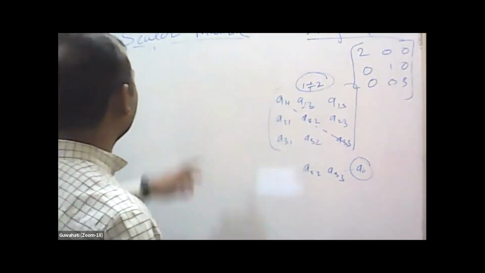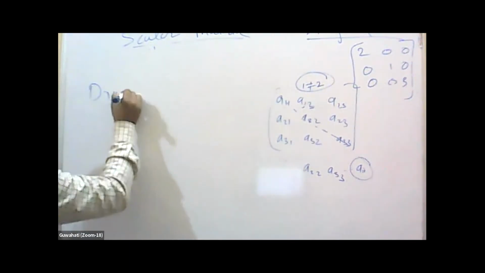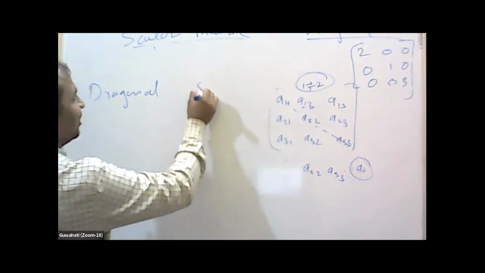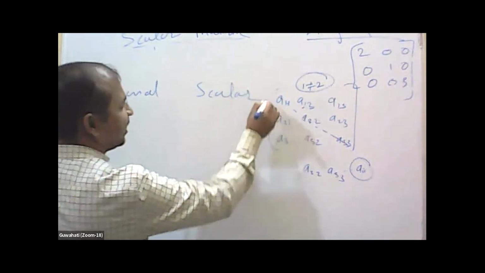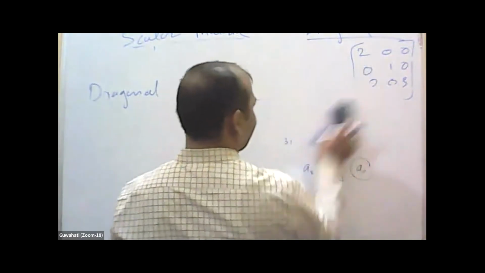Somebody having a doubt? So 3 definitions we have seen. One is called a diagonal, another is called a scalar, and third is called an identity matrix.